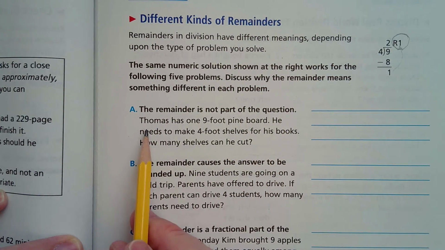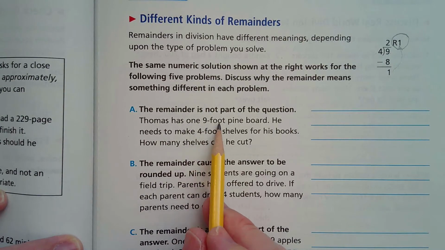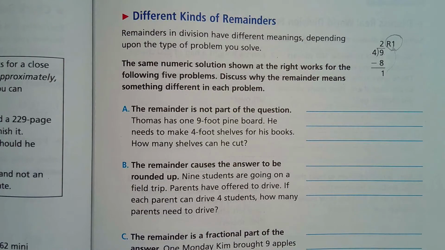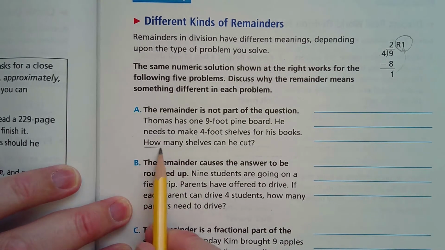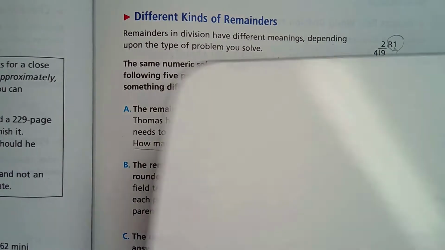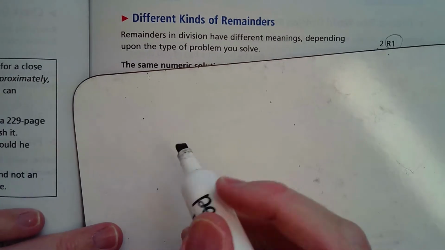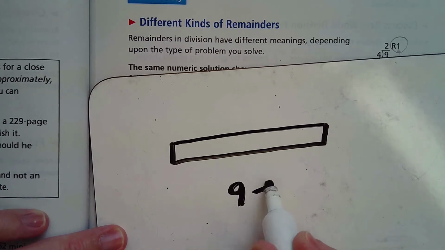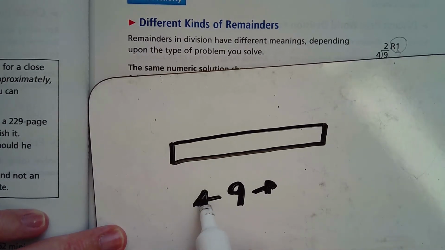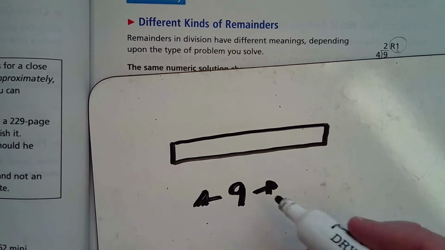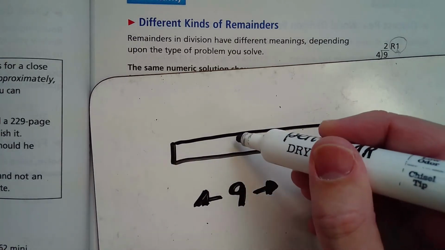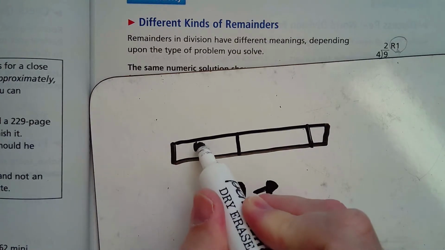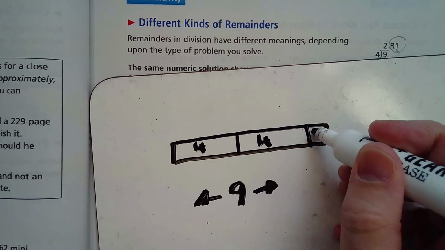In this case, the question is, Thomas has one 9-foot pine board. He needs to make 4-foot shelves for his books. How many shelves can he cut? That's the question. So in the real world, if he had one board that was 9 feet long, and he needed to make 4-foot boards, let's say there was a cut there and a cut there. So this one's 4, this one's 4, and this is the one left over.